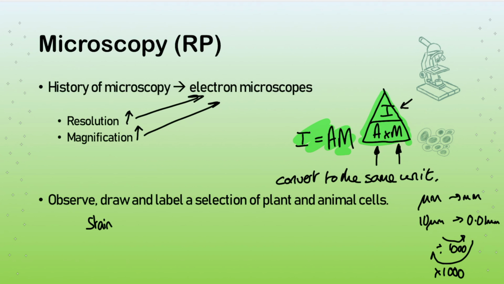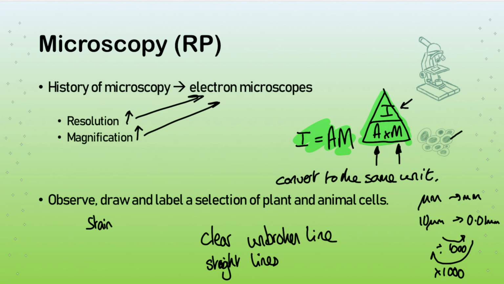When it comes to drawing them, you should use a clear, unbroken line, and we should label using a ruler, using straight lines, and they should be going straight to the actual item, so straight to the nucleus. No gaps in between where your arrow ends and the actual item itself. It must be touching the edge of the surface of the thing you're trying to label. And we shouldn't really cross over our label lines either.